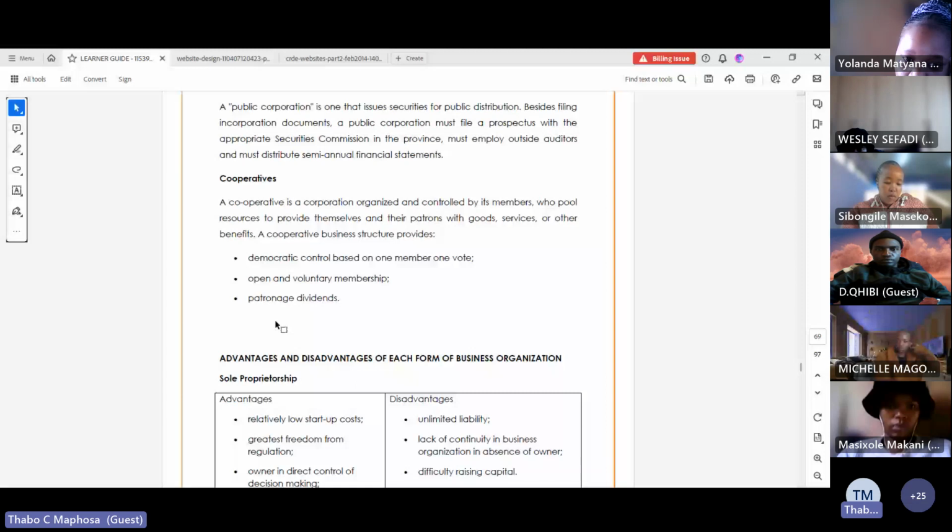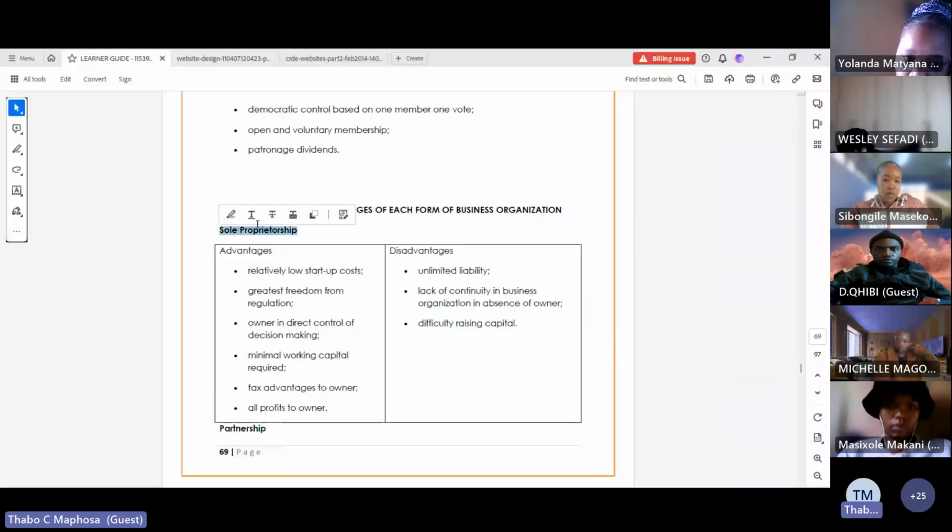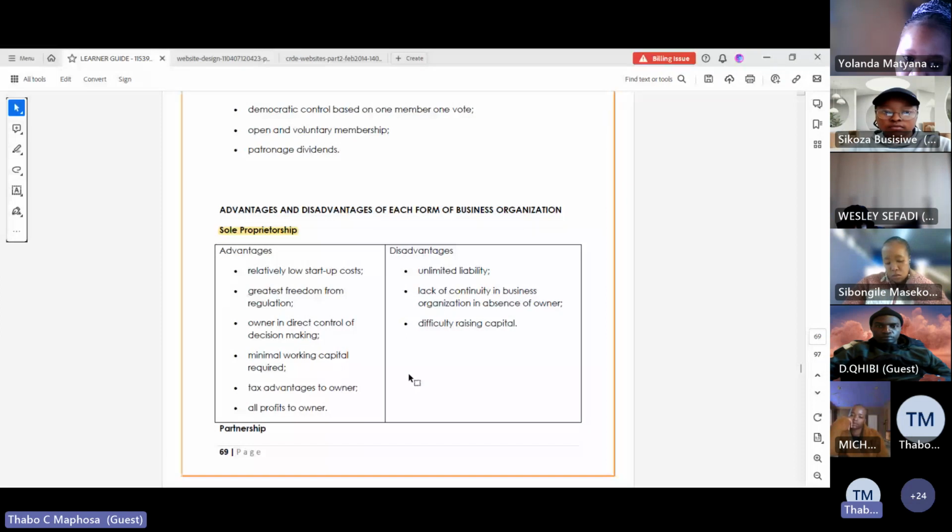Now, if you look at the advantages and disadvantages here, the advantages of a sole proprietorship listed here: relatively low setup costs. Because if it's a sole proprietorship, you can even start it from your own bedroom, from the garage. These are the big companies that started from garages and such. You don't really need a lot of money to start this business, because you can only start it on your own.